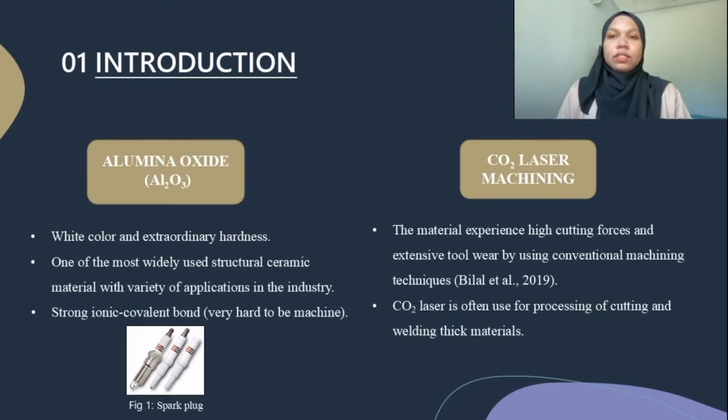According to Bilal, there are various kinds of machining of alumina, such as milling, drilling, and turning. However, using these conventional machining techniques, the material experiences high cutting forces and extensive tool wear. This project will focus on one of the potential processes, that is CO2 laser machining, because the technology of CO2 laser is often used for processing of cutting and welding thick material, because it has good control of the beam power and the absence of mechanical contact with the workpiece.